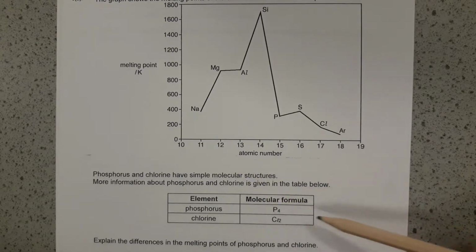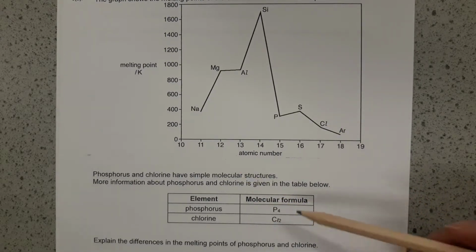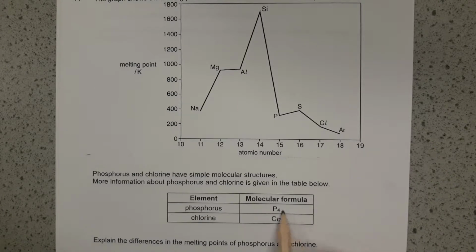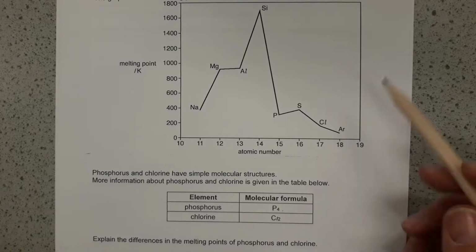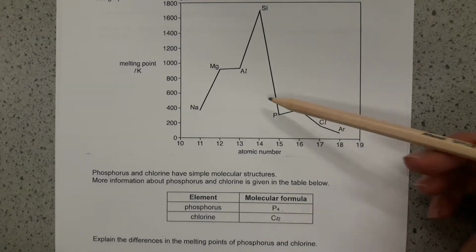A molecule of phosphorus doesn't exist as a phosphorus atom on its own. It's a molecule of P4, so there are 4 phosphorus atoms all covalently bonded together. And obviously you're aware that chlorine is a diatomic molecule, Cl2. So what's happening here?